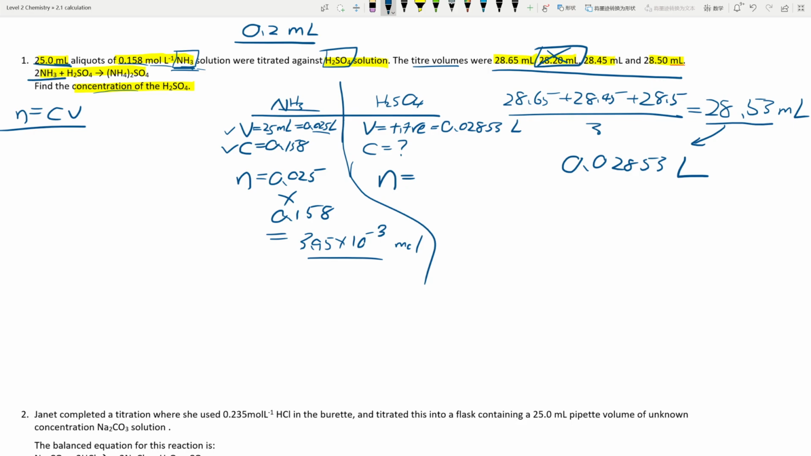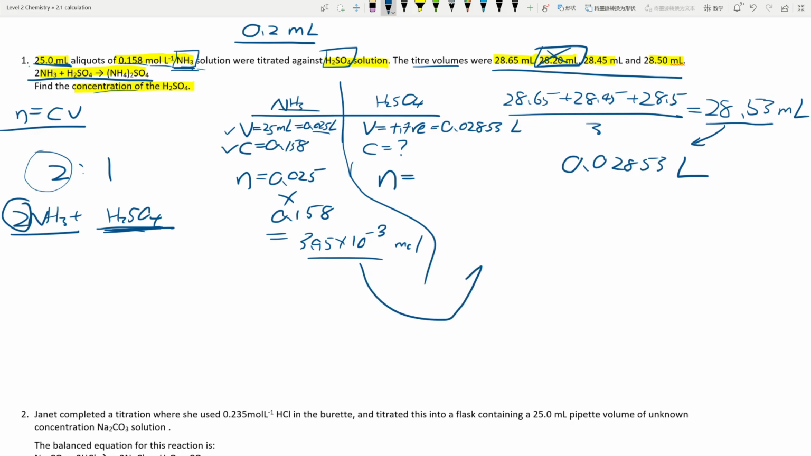And this is where you need to go to the equation and look at the mole ratio. Can you guys see there's 2 moles of NH3 plus H2SO4. I don't care about the rest. This is the only thing I'm looking at because these are the 2 solutions I'm interested in. Can you guys see there's a big 2 in front of the NH3? So what that means is that the mole ratio is 2 to 1. So for every 1 mole of H2SO4, I need 2 moles of NH3. So your NH3 mole number is twice as big as your H2SO4.